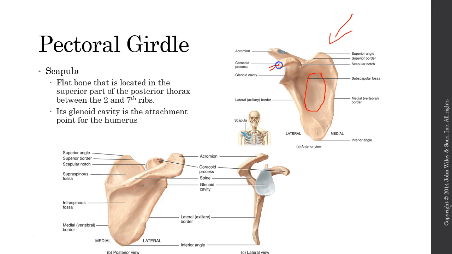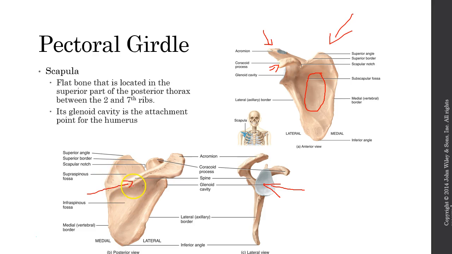So right here we have the coracoid process. Superior to that we have the acromion. On the lateral side we have the glenoid cavity, which is where the head of the humerus seats to form the shoulder joint. And on the posterior side we have the spine. As you can see, the spine actually forms into the acromion.